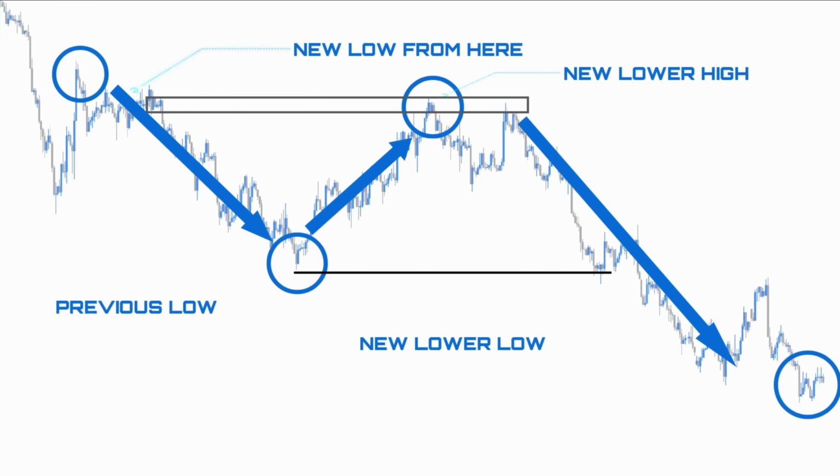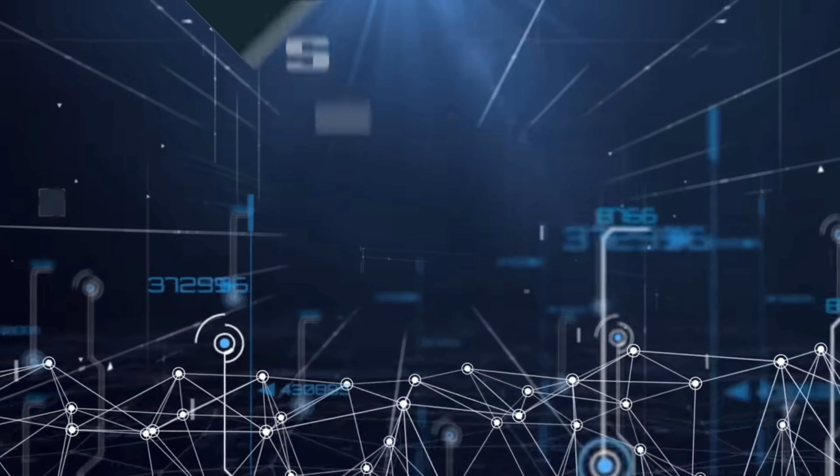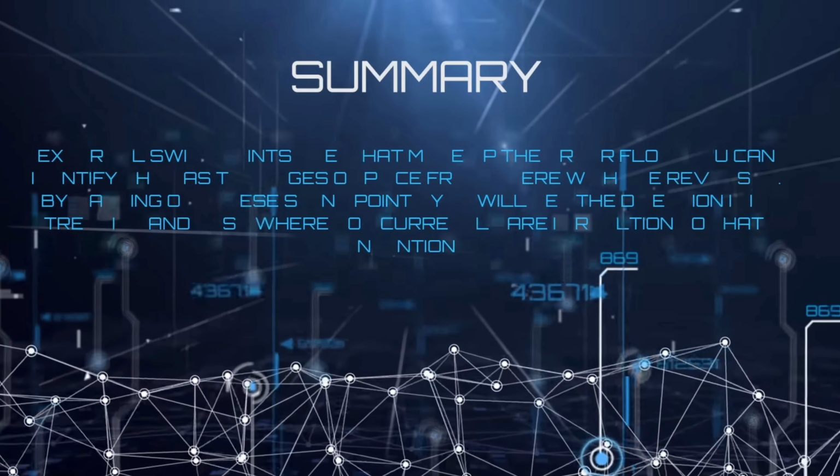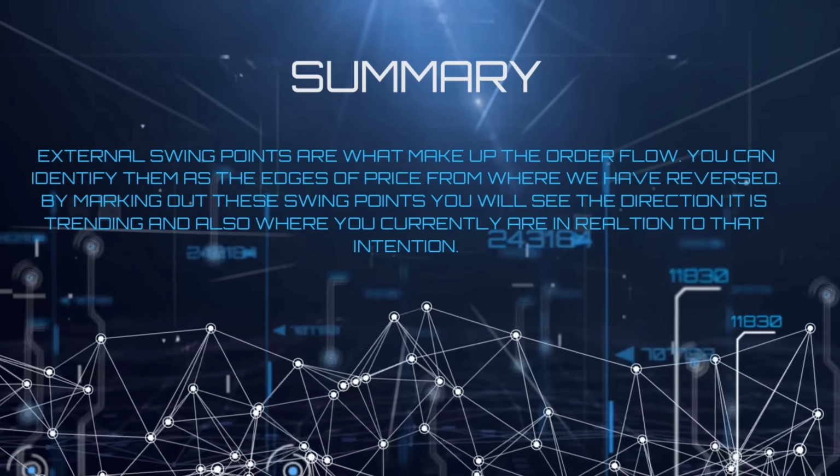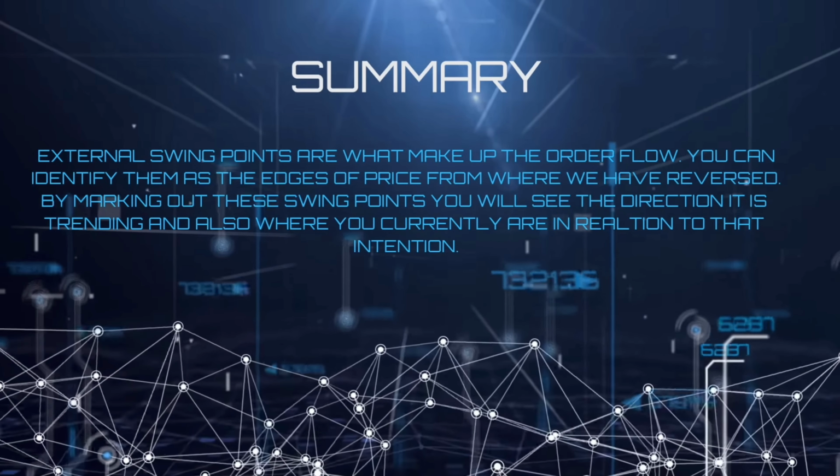If the swings are getting lower and lower each time, then the expectational order flow is bearish. If your swing points are getting higher and higher each time, this is called bullish expectational order flow. To summarize, external swing points are what make up the order flow. You can identify them as the edges of price from where we have reversed. By marking out these swing points, you will see the direction it is trending and also where you currently are in relation to that intention.